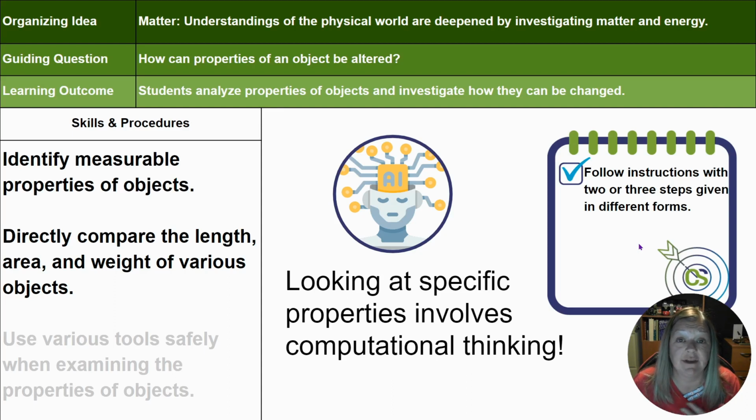So when you're giving students instructions for an activity regarding these or any of the skills and procedures within your matter unit, if you've given them something that's 2 or 3 steps to follow in order and they are doing that, they are demonstrating this computer science outcome right at the same time.